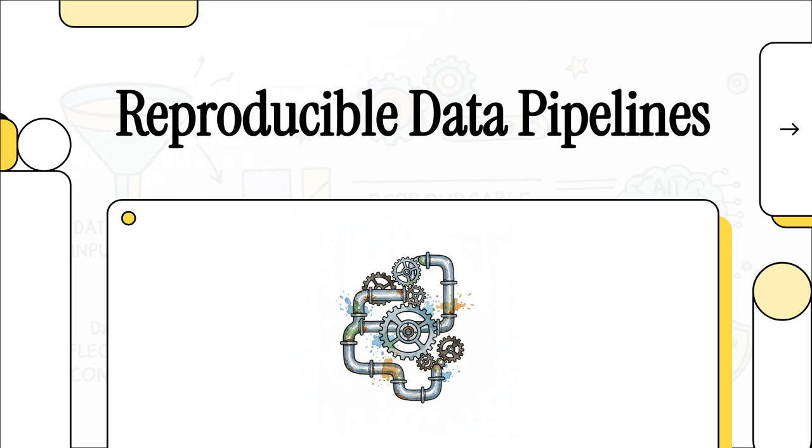All right, let's talk about something that's absolutely critical for any serious AI work. Reproducible data pipelines. This is the stuff that happens behind the scenes, the foundation that really determines if your models are reliable or, well, just a lucky shot in the dark. So let's get into it.